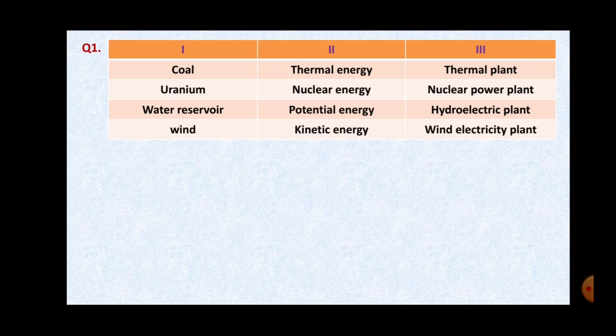Relation between entries in three columns. There are three columns and the answers are to be written with relation to the first column. So the first one is coal, and it is thermal energy in the second column and thermal plant in the third column. Second is uranium, it is nuclear energy in nuclear power plant. Third is water reservoir, it is potential energy in hydroelectric plant. Fourth is wind, it is kinetic energy and wind electricity plant.